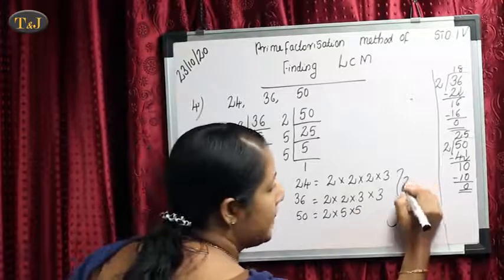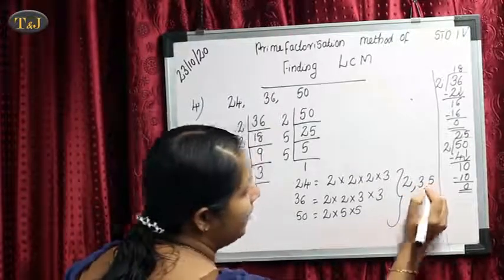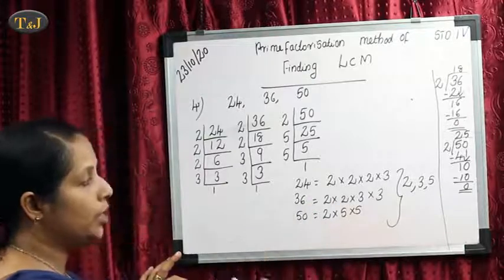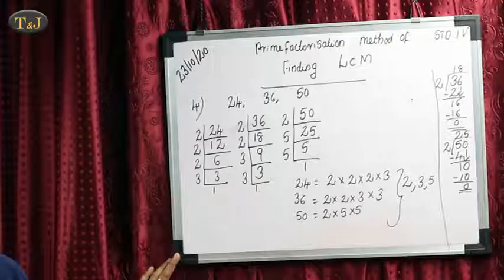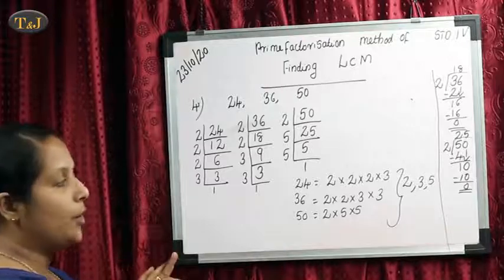Yes, 2 is a prime number. Then 3 is a prime number. 5 is a prime number. So the prime numbers are 2, 3, 5. Our LCM is the product of the prime numbers that appear the maximum number of times.